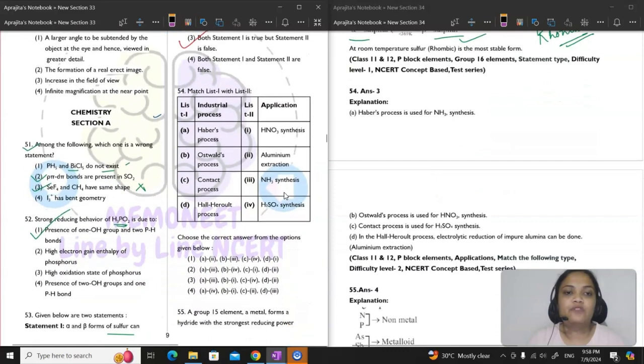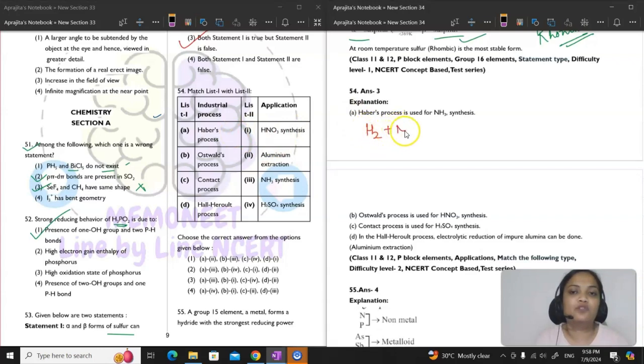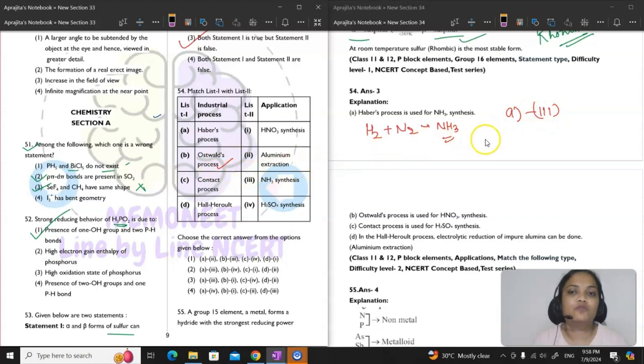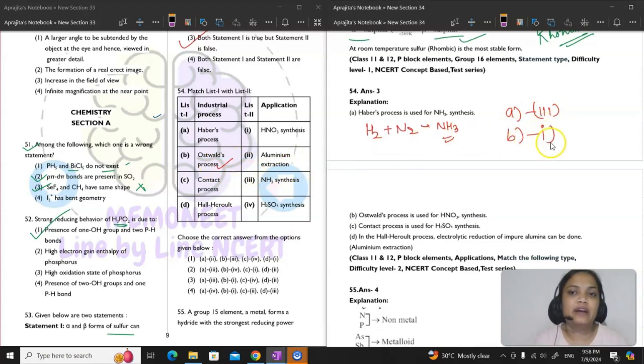Next, question number 54. There are the names of some processes given here. We need to match them with their application. You know that Haber's process is used for the synthesis of ammonia, where hydrogen and nitrogen gas combine together to form ammonia. So for A it's 3. Now Ostwald's process is used for the synthesis of nitric acid. In the contact process, sulfuric acid synthesis happens.